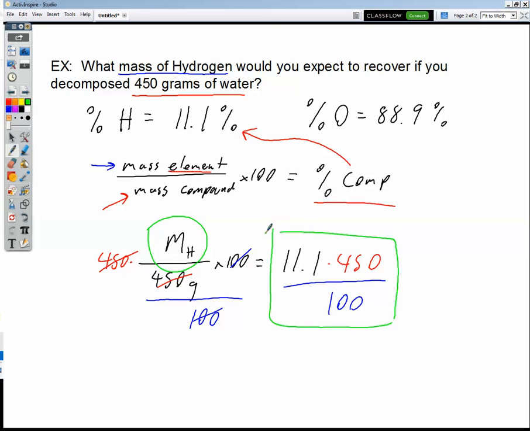11.1 times 450 divided by 100. And when we throw that into the calculator, we end up with 49.95 grams of hydrogen, and that's what we've solved for. So if we take a chunk of water, 450 grams of it, run an electric current strong enough to break the hydrogen and oxygen bonds, we can expect to recover 49.95 grams of hydrogen. Subtract that from 450, and hey, look, it looks like we can expect about 400 grams of oxygen as well.